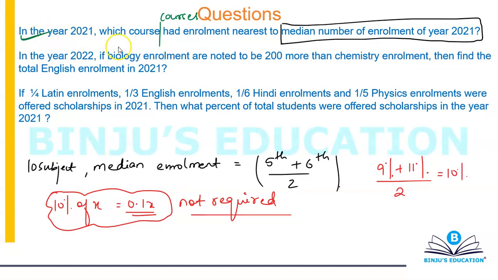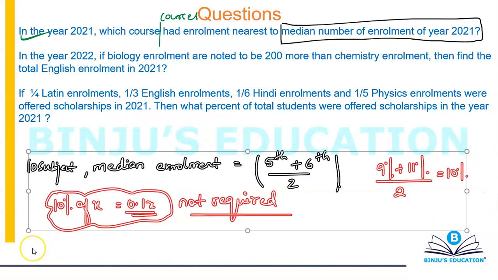So simple one. Okay, let's move on to the next one. Let me just remove whatever calculation we have done. This was only specific to question number 1.